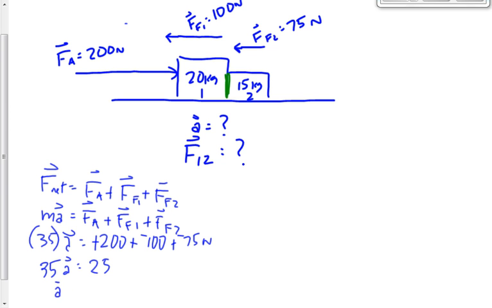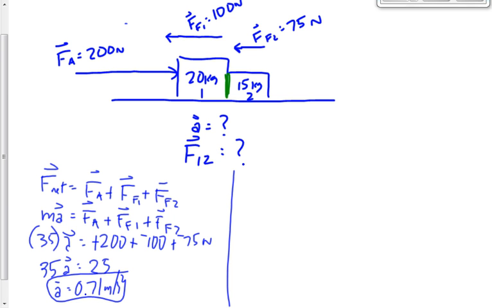a ends up being equal to 25 divided by 35, which is 0.71? Okay. Yeah, I think you're right, actually. 0.71 meters per second squared. How many people got that? Good, good. Yeah, that's the first step, and that's probably the most important step, because if you don't get that, you can't get the rest of it.